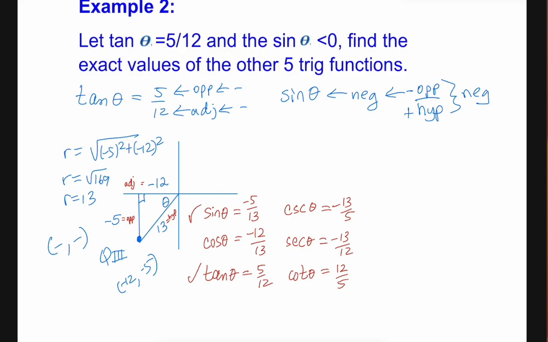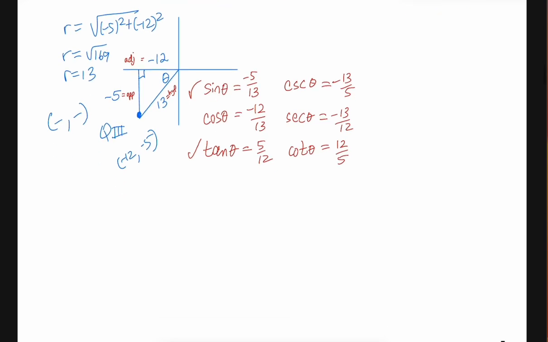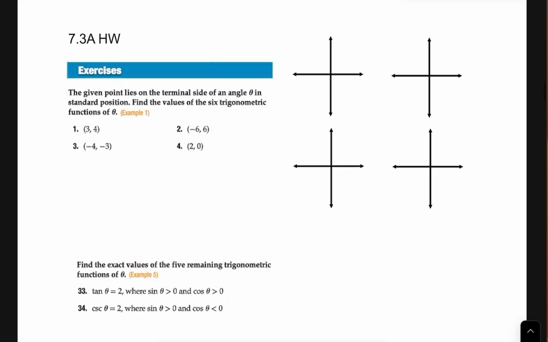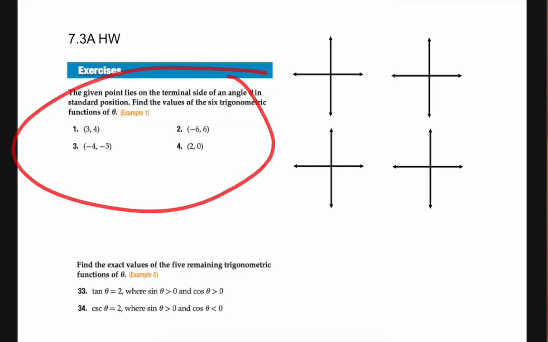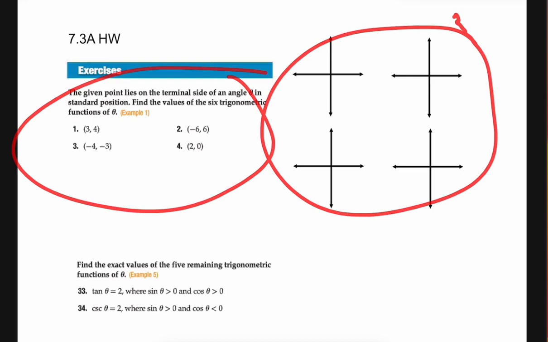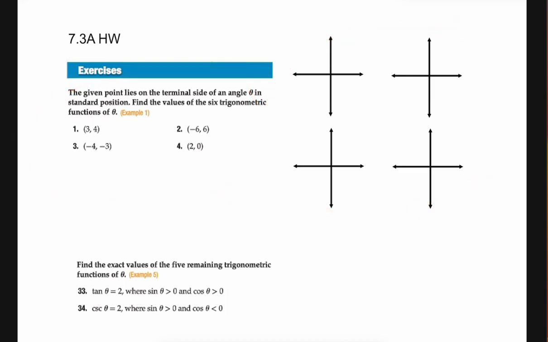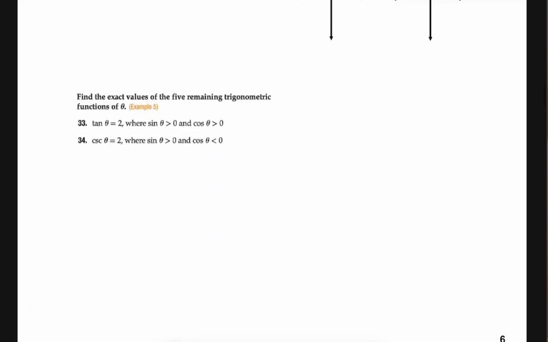Okay, do we have any questions about example 2? Okay, now let's look at the assignment we've got. On the homework here, these 4, I want you to draw the reference triangles, list the 6 trig functions, exact values, no calculator values, please. So these look like the first 2 that we have done. So these 4 are like the first 2 examples. These are like the last 2 examples. Let's just look at them real quick.